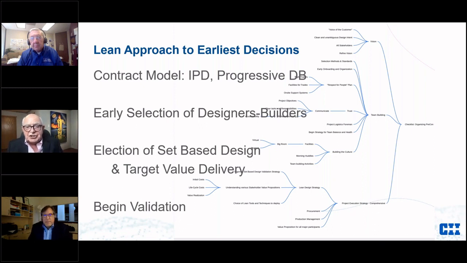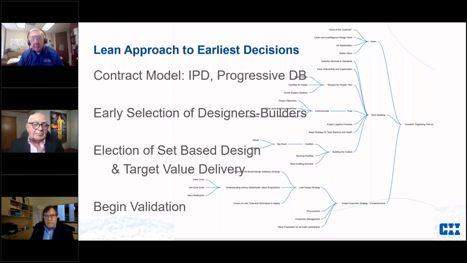The design strategy itself for the team balance is bringing in trade contractors, mechanical, electrical, plumbing, at the very earliest stages, because 70% of costs are locked in at the very earliest stage of design, what we call SD, schematic design. And if 70% of the costs are locked in there, then you really need the people who know costs to be involved at that point making decisions.